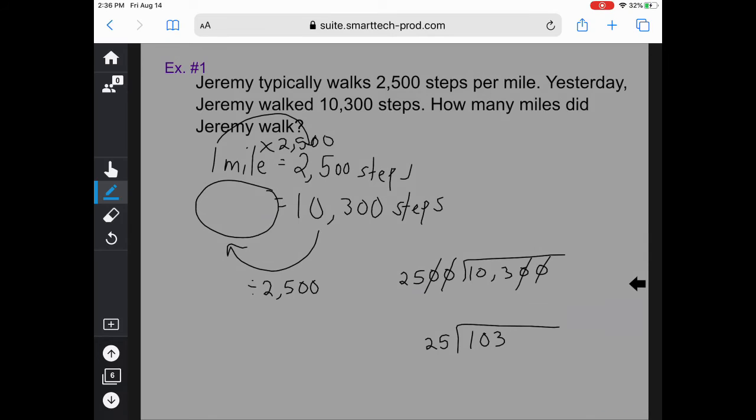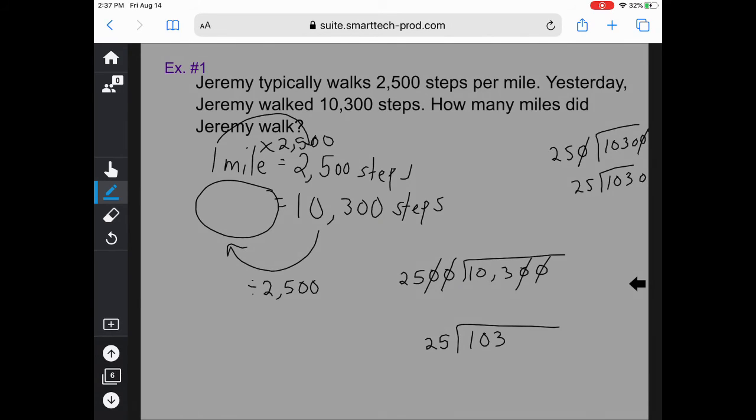So this is a much smaller problem to work with, but you can only do it if both of the numbers have zeros in them. So let's say I had 250 and 10,300. Since I only have 1 zero here, I can only cross 1 zero off. So I would be working with 25 and 1,030.